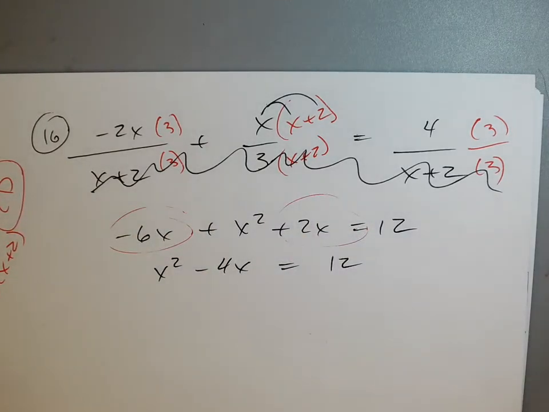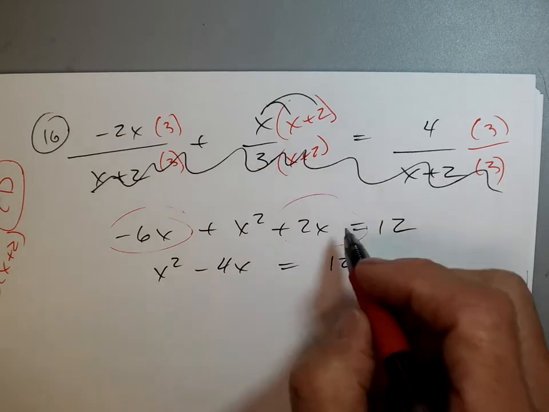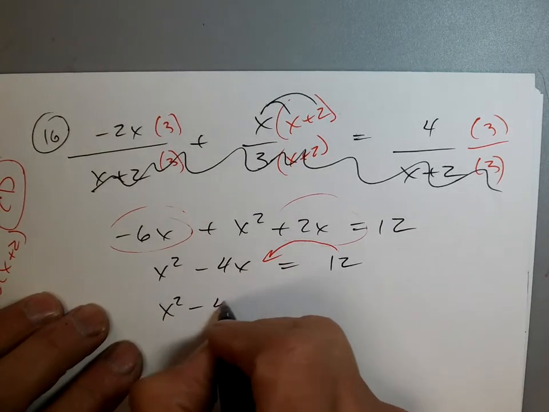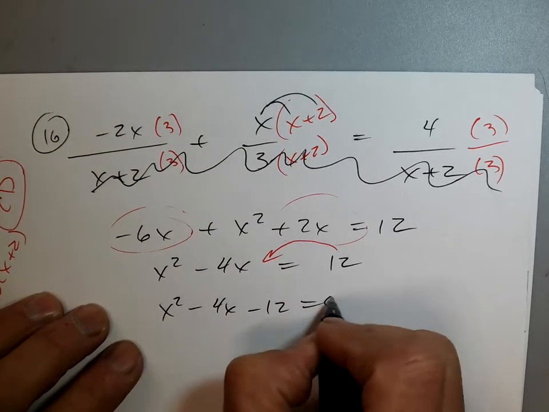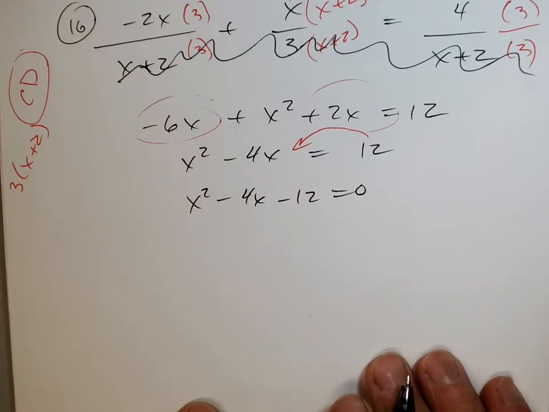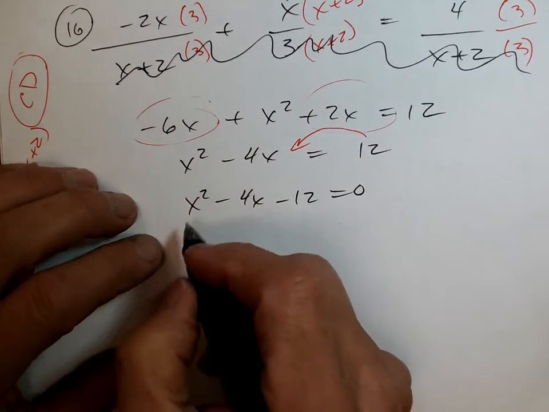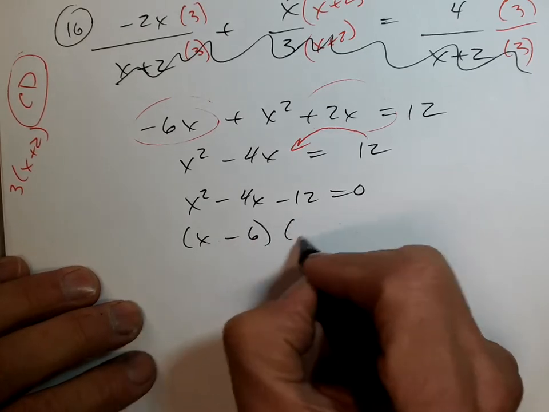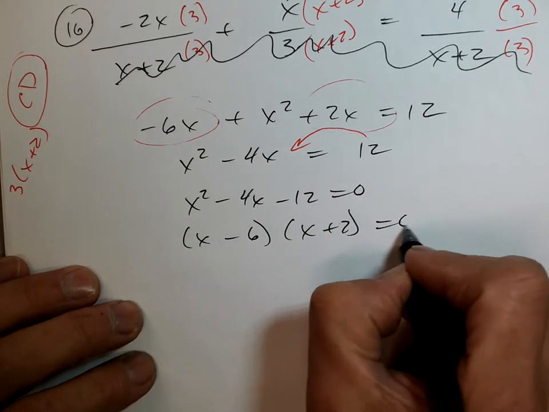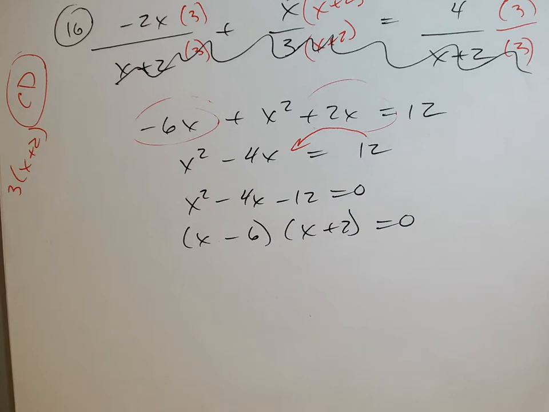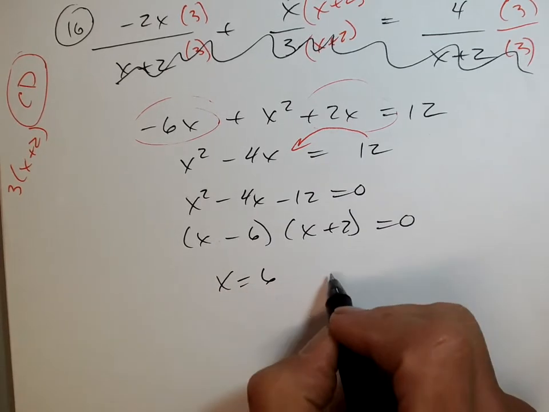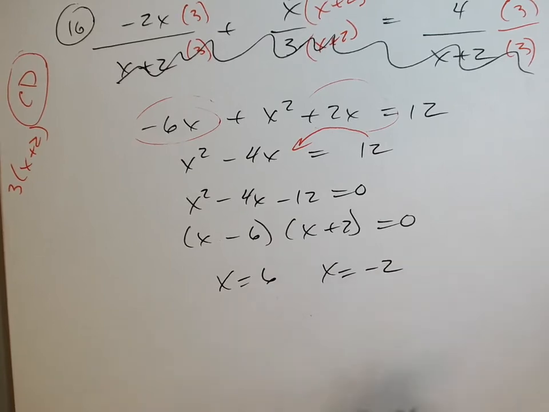I think I'm going to have to factor, so let's bring the 12 over. To bring the 12 over, we'll subtract it, right? So x squared minus 4x minus 12 equals 0. Factoring with 6 and 2, we get x minus 6, x plus 2, equals 0. Got our mini equations. So x is equal to 6, and x is equal to negative 2.